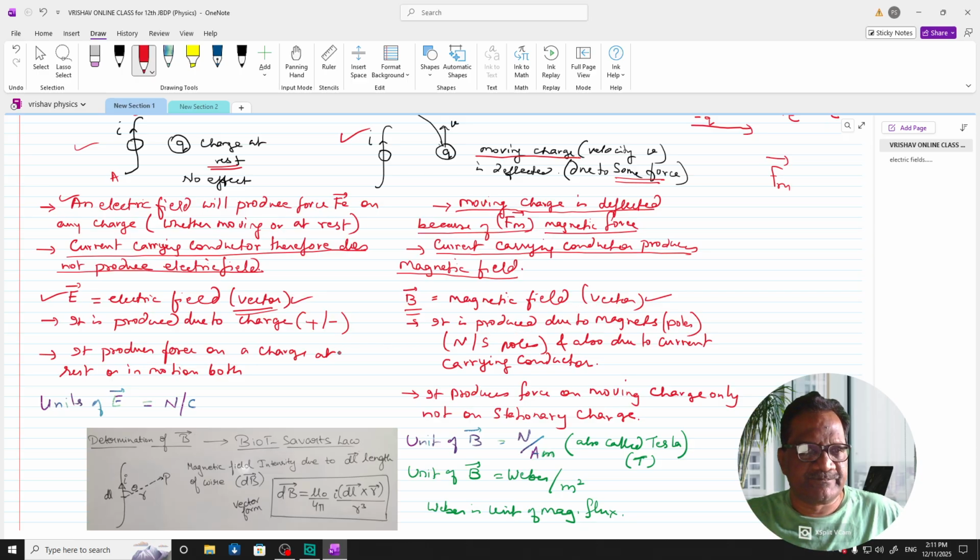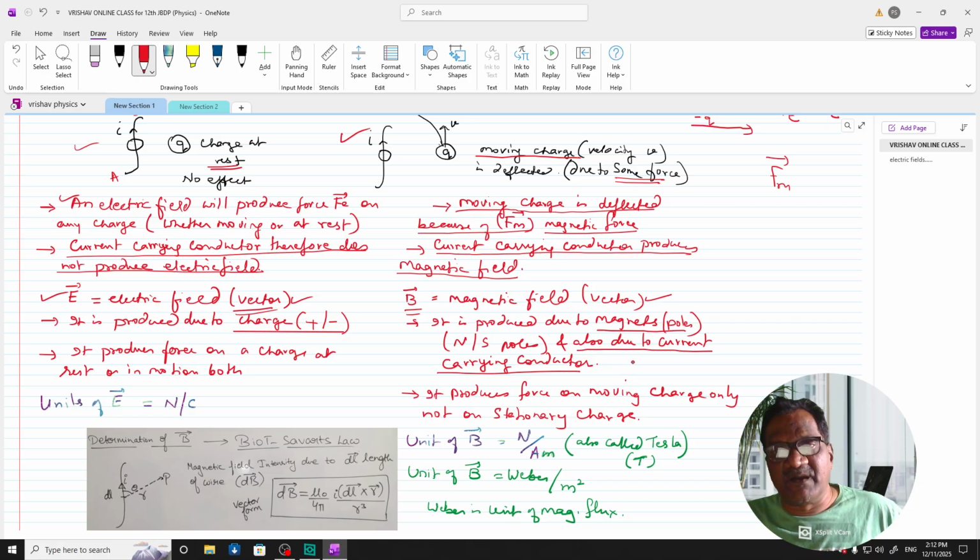Now, electric field is produced by either a positive charge or a negative charge, that we have already studied. But in the case of the magnetic field, it is produced due to magnets, that is the north and the south poles of the magnets, and it is also due to the current carrying conductor. So current carrying conductors, in short, act as a magnet, and because of those magnets, the magnetic field is created.